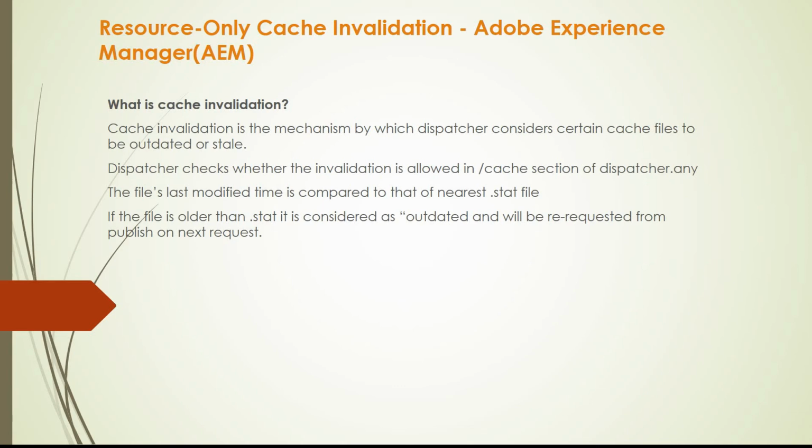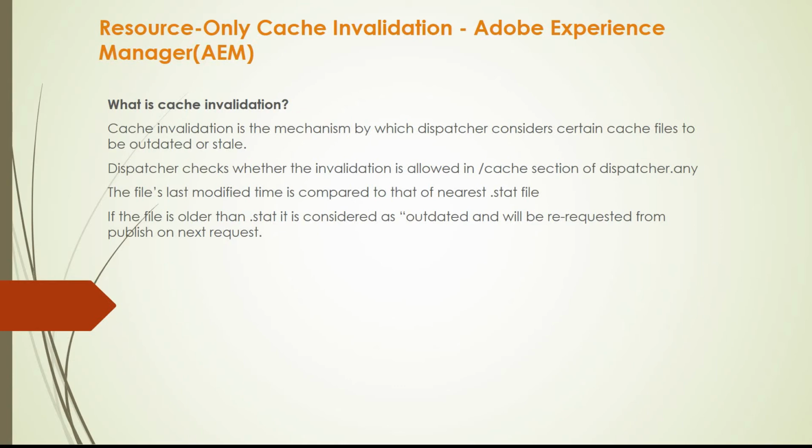In this video, we will be seeing more details on AEM resource only cache invalidation. Okay, what is cache invalidation? Cache invalidation is a mechanism by which the dispatcher considers certain cache files to be outdated or stale. Before invalidating the cache, the dispatcher checks whether the invalidation is allowed for the particular resource. That can be configured in the dispatcher.ini cache file section.